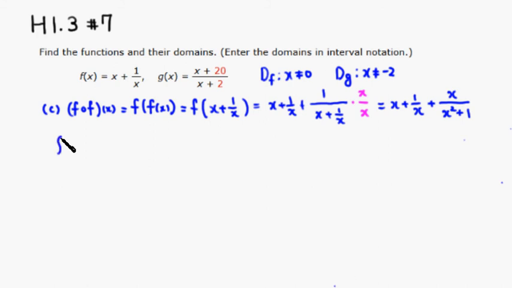All right, so let's find the domain. We need to satisfy two things. First, x has to be in the domain of the inside function, in this case f.